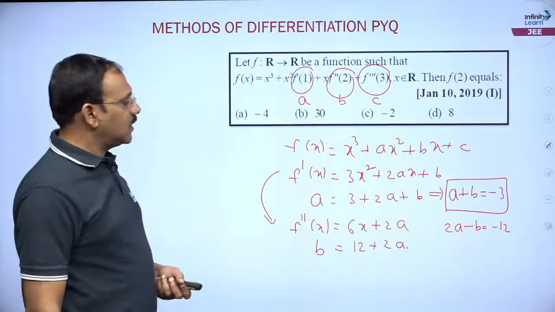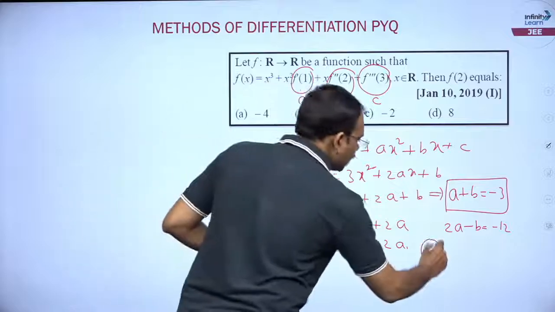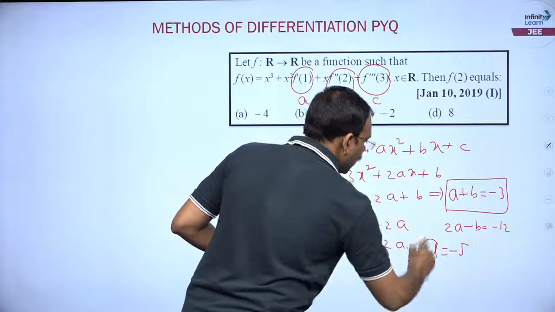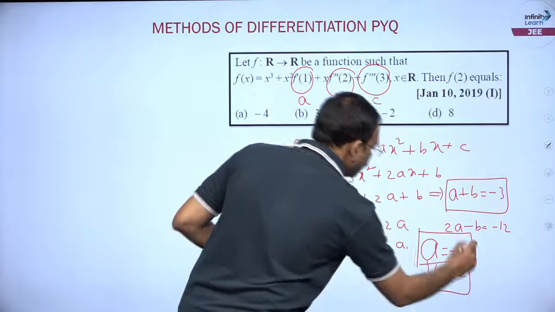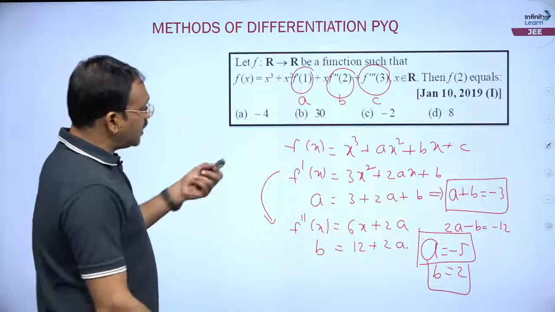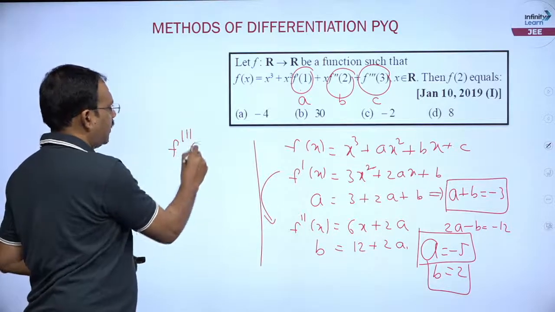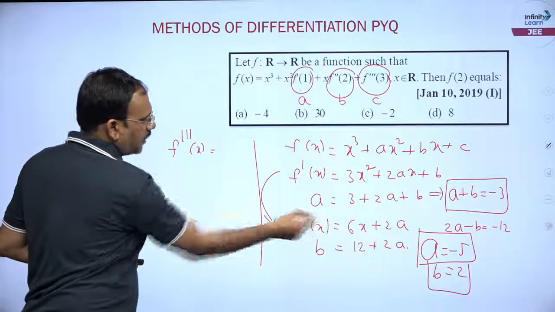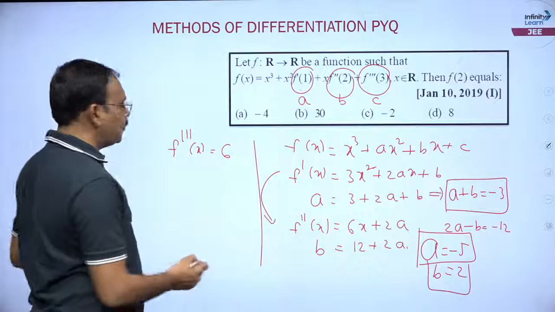From this, friends, 3a is minus 15, so a is minus 5. Once a is minus 5, b is equal to 2. A and b we got. Now you just take the third derivative, dear students. F triple dash of x is nothing but 6, for any x it is 6. So, c value is 6.